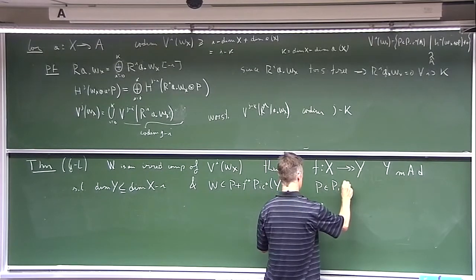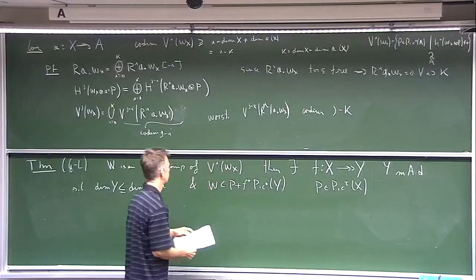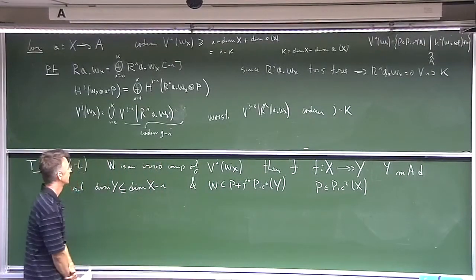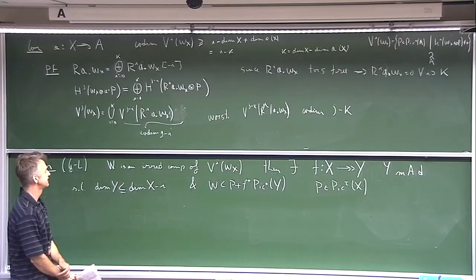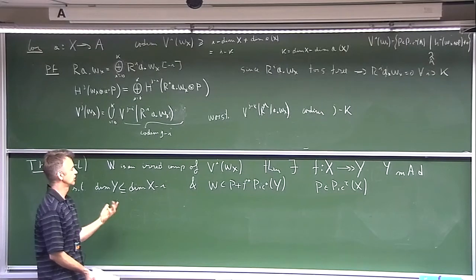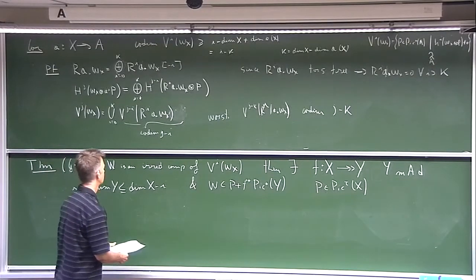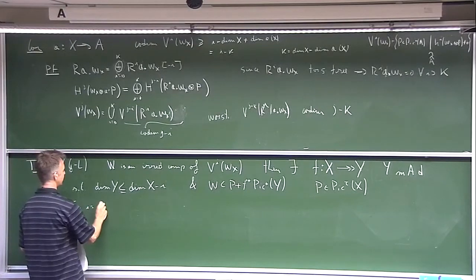So let's stare at this for a second and try and figure out what's going on. Let's say we want to look at one of the most interesting cases. So let's say i is equal to the dimension of x minus 1.